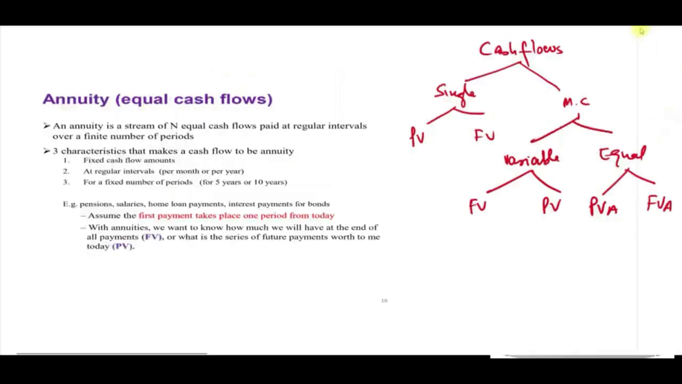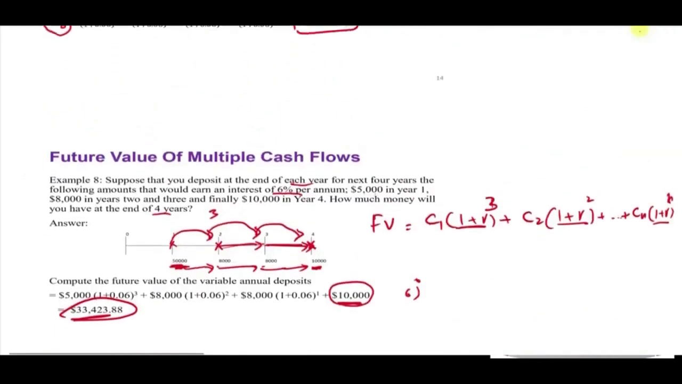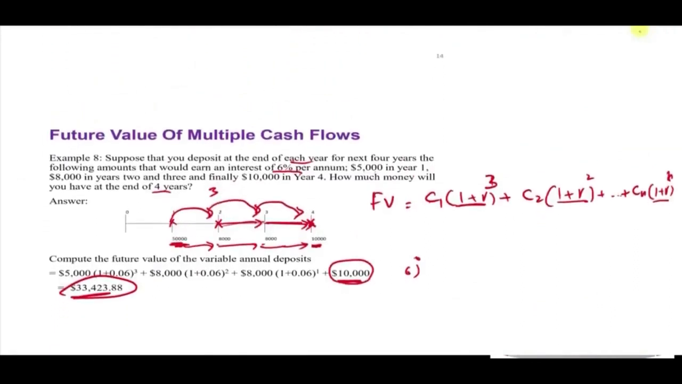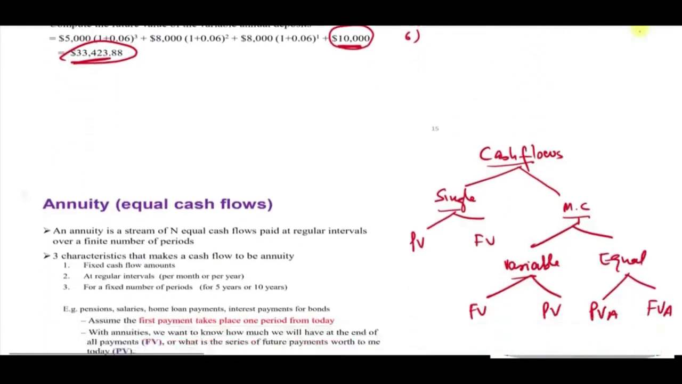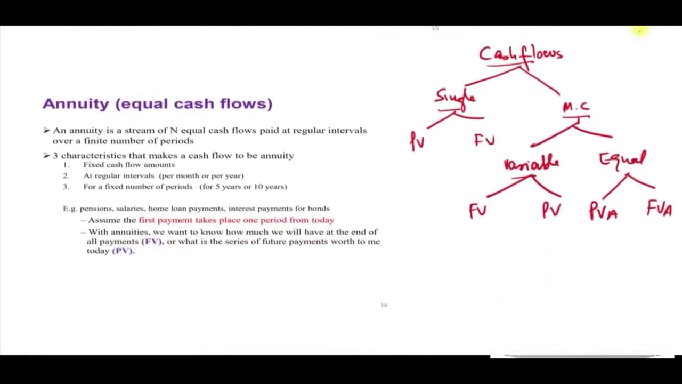Okay, as you can see in this classification, we started from the cash flows. There are two types of cash flows: single cash flow and multiple cash flow. For single, we found present value and future value. Multiple cash flow could be variable, like in our previous case, where they were different: 5,000, 8,000, 8,000, 10,000. They were not equal, so they were variable cash flows. For multiple cash flows, we found future value and present value.